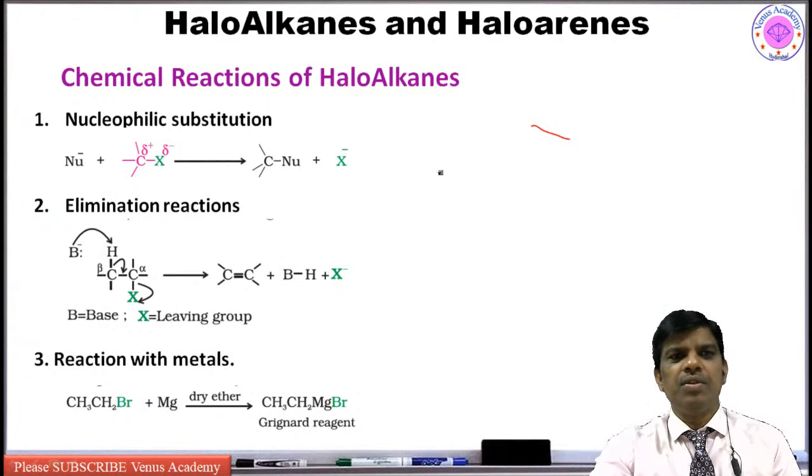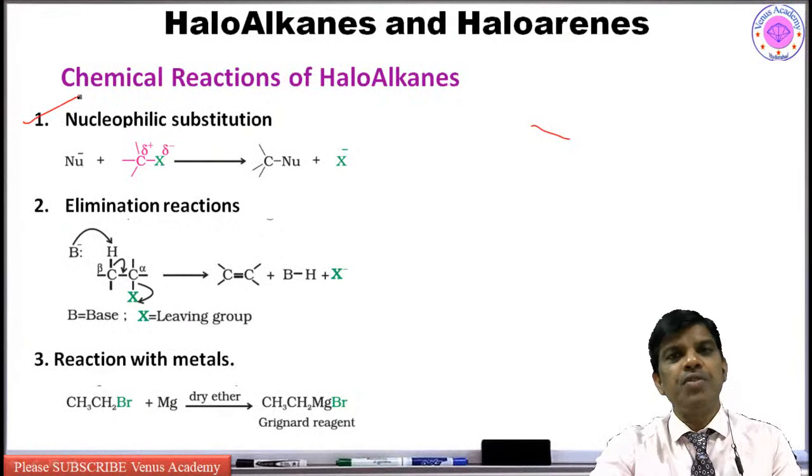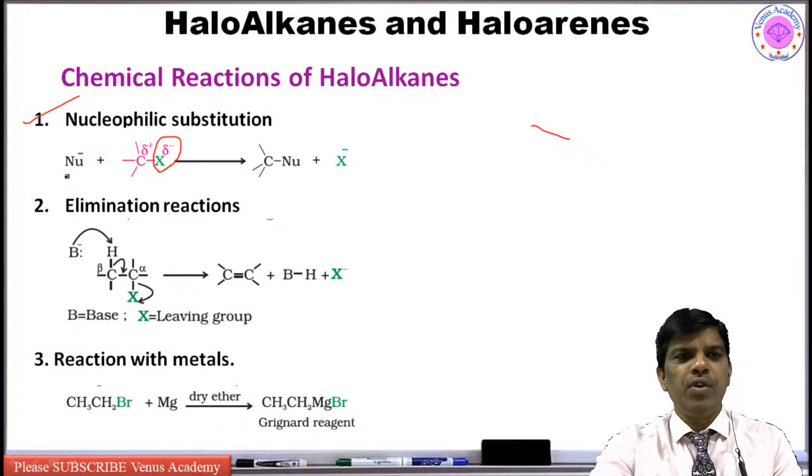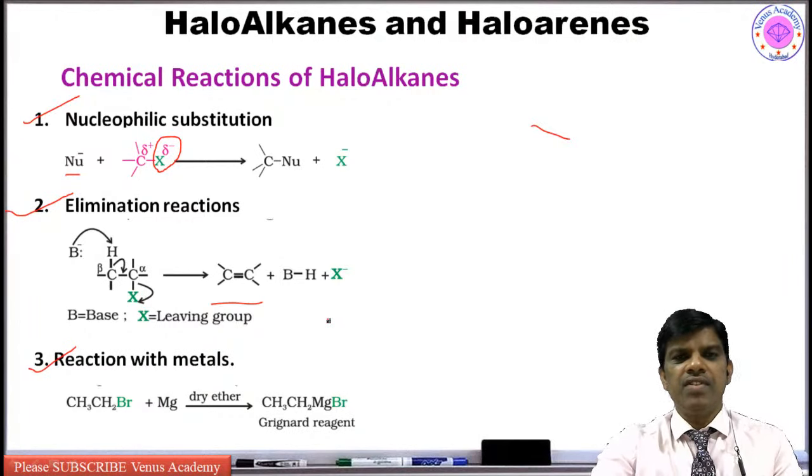These compounds usually undergo three types of reactions. One is the nucleophilic substitution reaction, where the halogen is substituted with a nucleophile. The second type is elimination reactions, where the halogen along with a beta hydrogen goes out as HX and gives an alkene. The third is reaction with metals. Under this we are going to learn about the Grignard reaction and Wood's reaction. Let us see one by one.